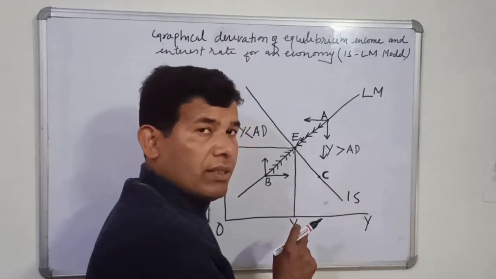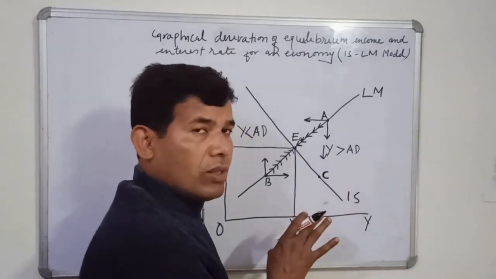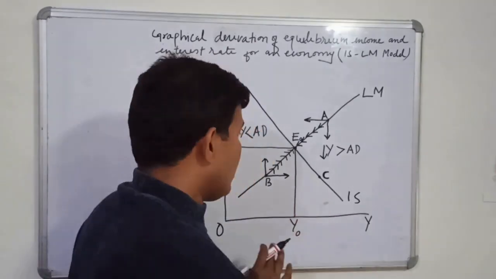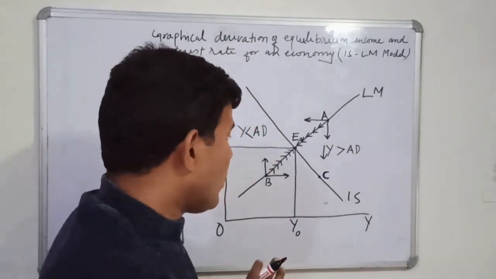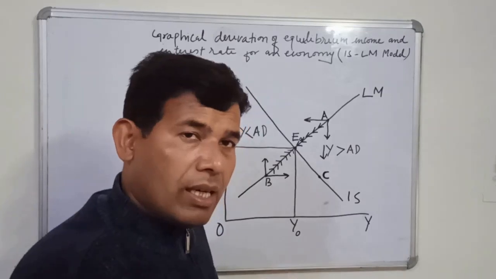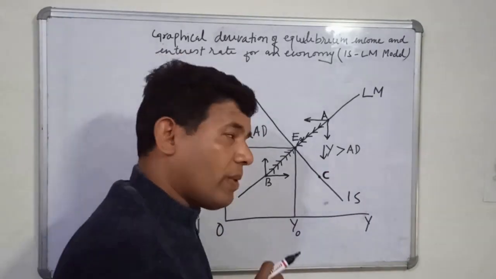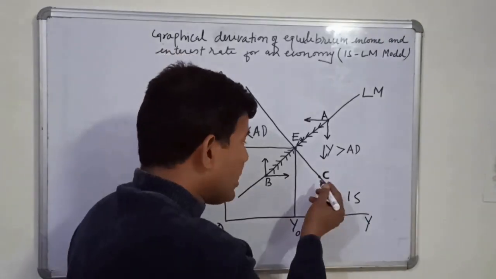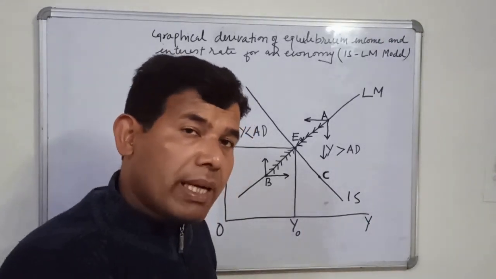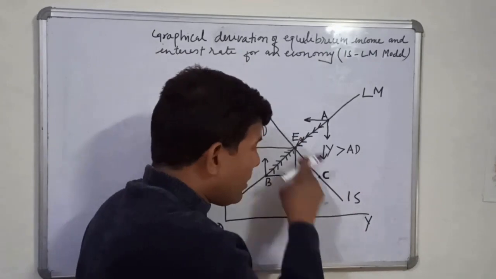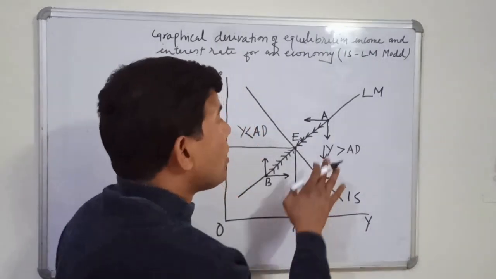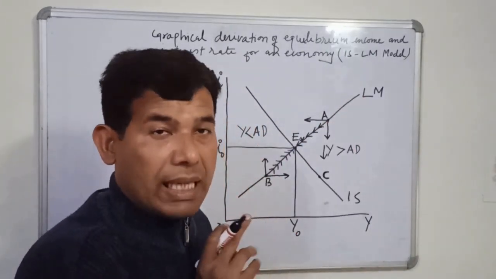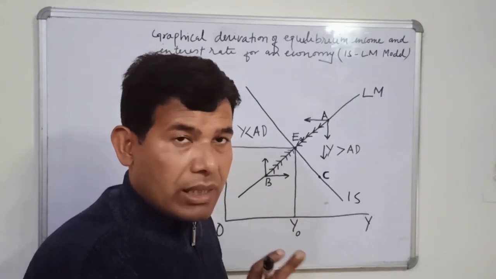Can point C be a condition of general equilibrium in the economy, or can point C represent a situation where goods market and money market both are in equilibrium? No. Point C is characterized by goods market equilibrium because it is lying on the IS curve, but it is away from the LM curve. That means money market is not in equilibrium.